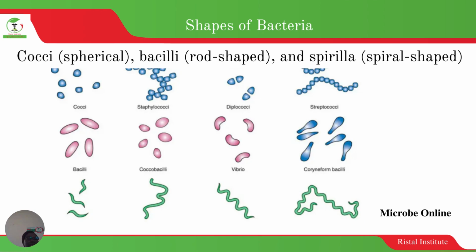Then we have the bacilli, the rod-shaped bacteria. Sorry, we have the bacilli. The bacilli are rod-shaped. Some of the examples, we have the staphylococci. We have the coccobacilli. Then we have the diplococci. An example of it is the Vibrio. Vibrio causes cholera. Then we have the spirilla or the spiral-shaped bacteria. Examples of this, we have the streptococci, we have the coryneform bacilli.